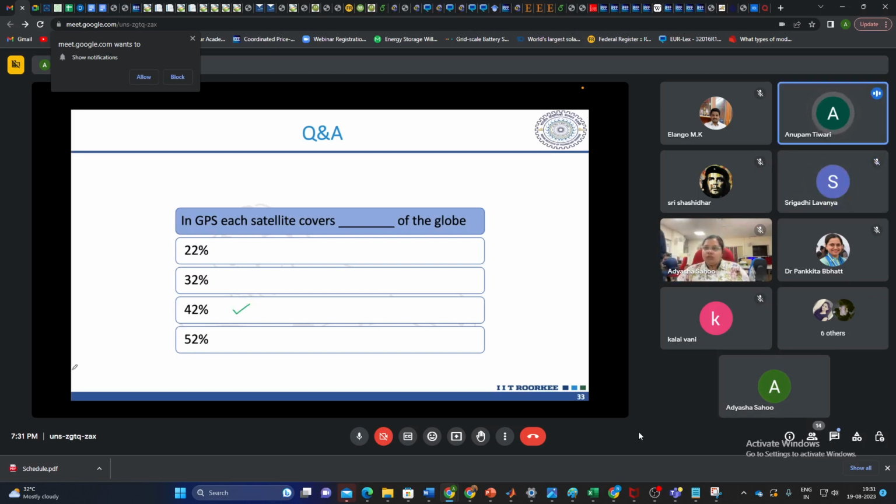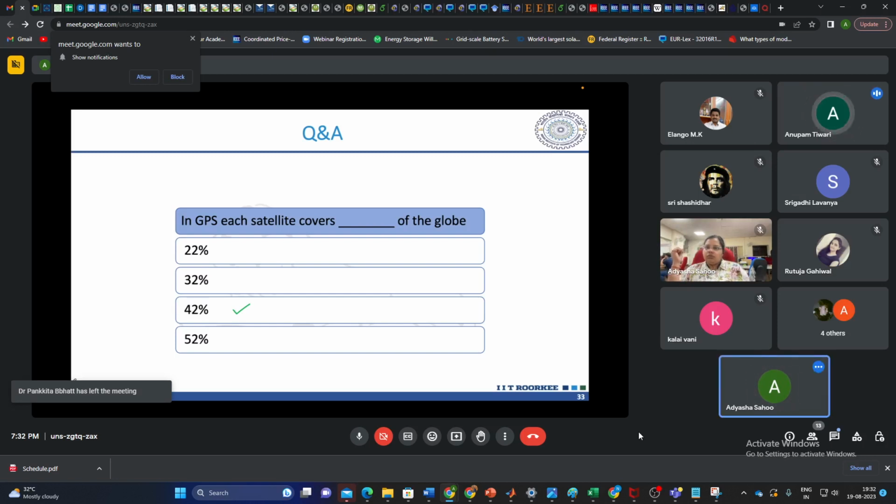The answer is 42%, ma'am. If we see, ideally speaking, three satellites will cover the entire globe. Though we have 24 satellites, which is the practical one, theoretically three satellites will cover the entire globe. So one satellite will not cover more than 33%. So how is this 42 coming once we have 24 satellites? That is my question.